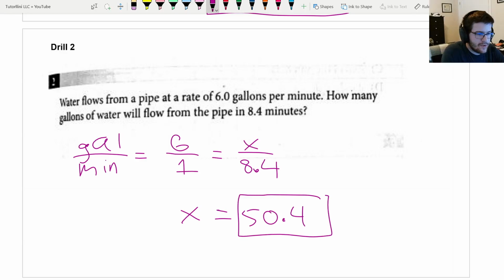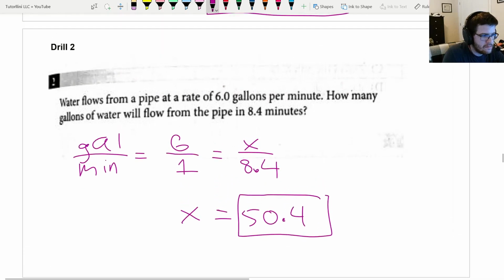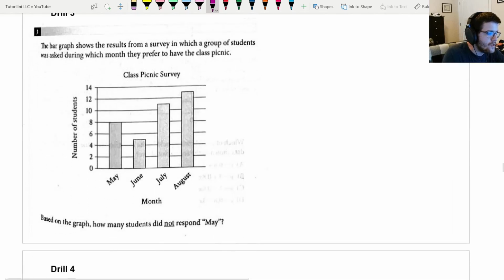You could also set up a unit conversion, like doing 6 gallons per 1 minute in your parentheses. Great, let's keep going. You could also put a fraction answer. It's a terminating decimal, so I don't care. It's fine. Okay, drill 3.